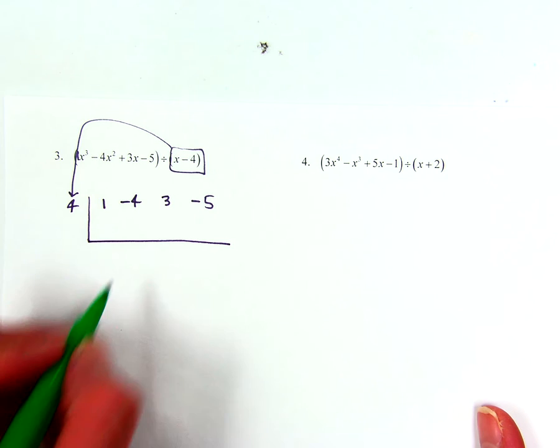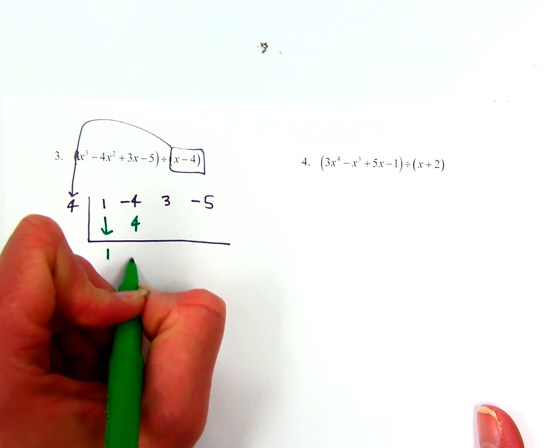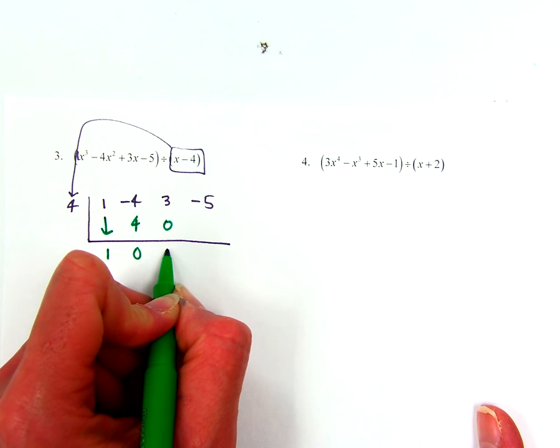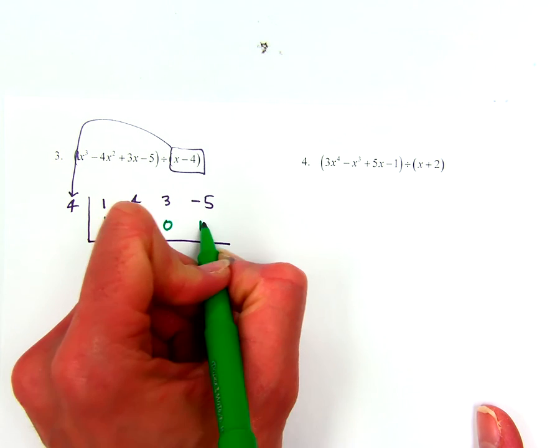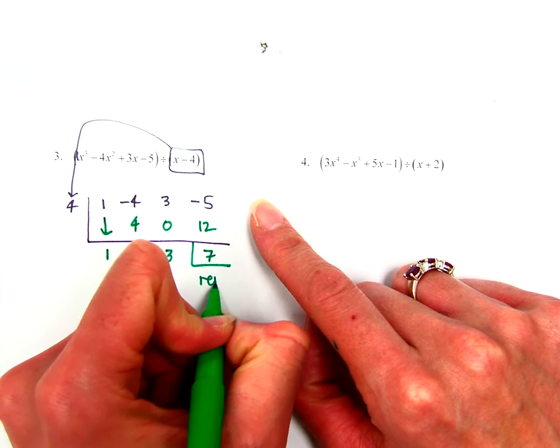Okay, so now I'm going to do my synthetic division. I bring down the 1. 1 times 4 is 4. I add, and I get 0. 0 times 4 is 0. 3 plus 0 is 3. And 4 times 3 is 12. All right, so now I'm going to add, and I get 7. This number is my remainder.